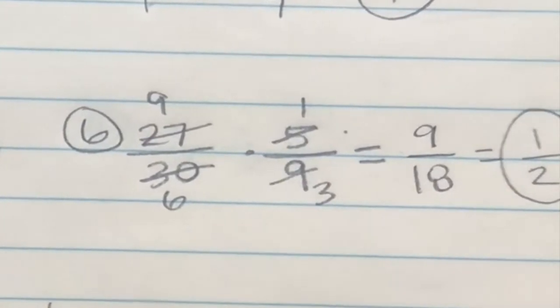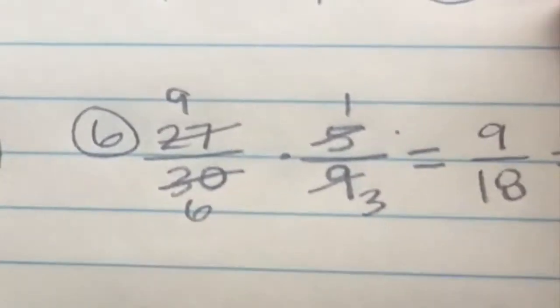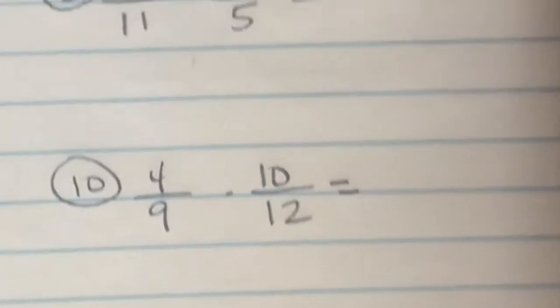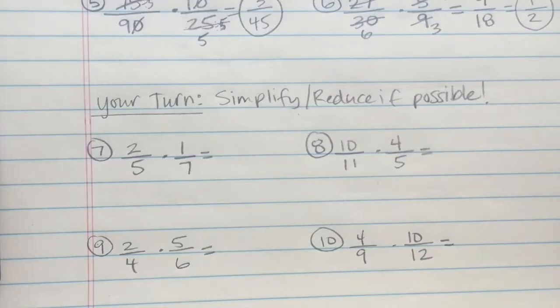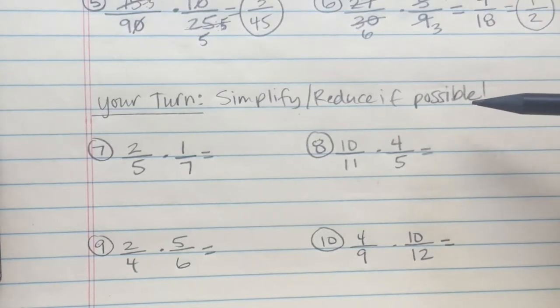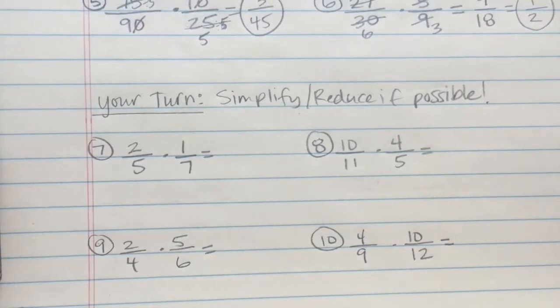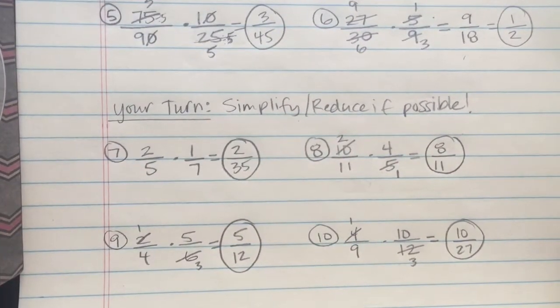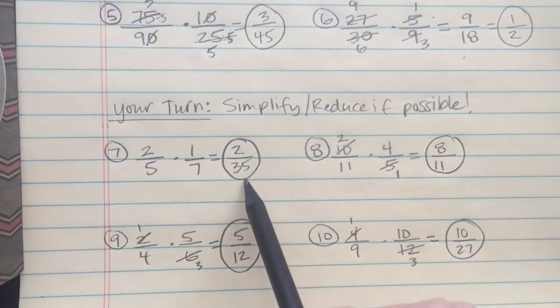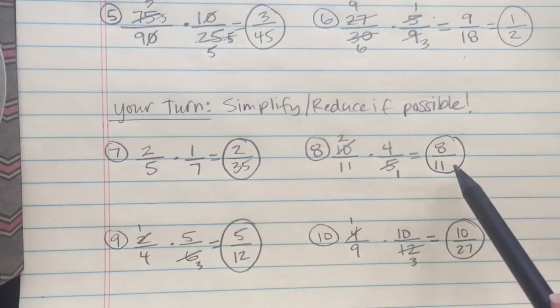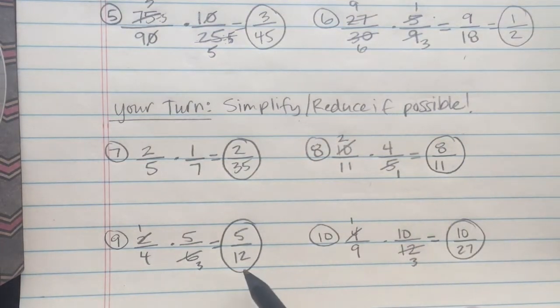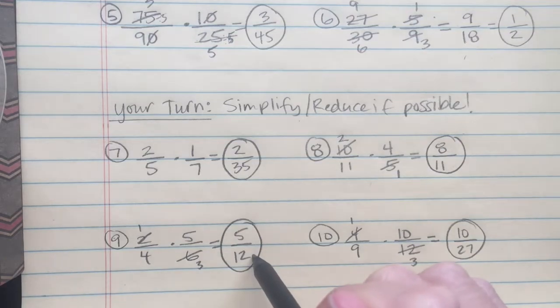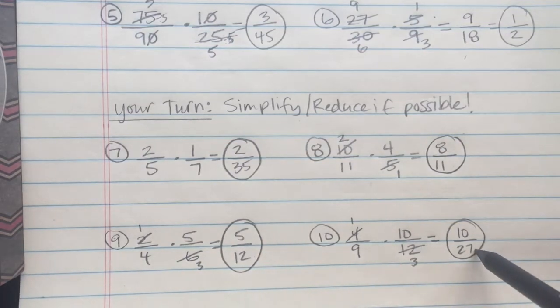Okay, so I've got 4 problems for you to work on. Go ahead and pause your video and work those out and simplify or reduce if possible. All right, and I'll work out the answers for you when we come back. Okay, so for number 7, you should have gotten 2/35. Then we have 8/11, and then we have 5/12. And then we have 10/27.